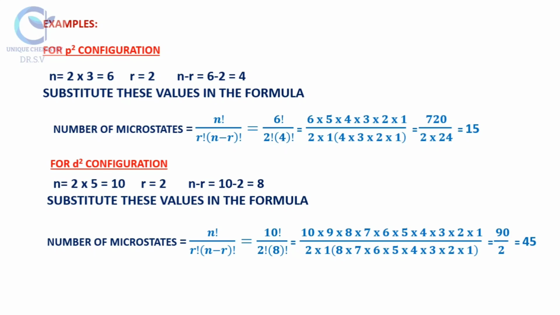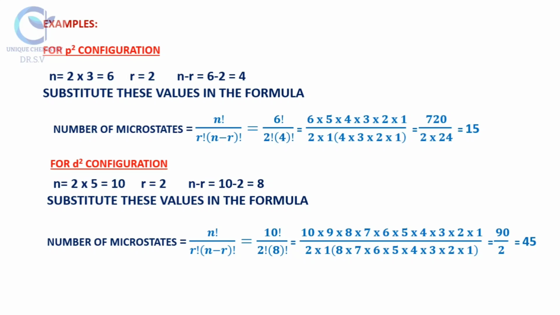For the d2 configuration, we have already derived it by other methods like the hole formalism. Again, we apply the formula for the d2 configuration. n is equal to 2 into 5 because d orbitals are 5, so n is 10. r is equal to 2 electrons. n minus r is equal to 10 minus 2, which is 8. Substitute these values in the formula.